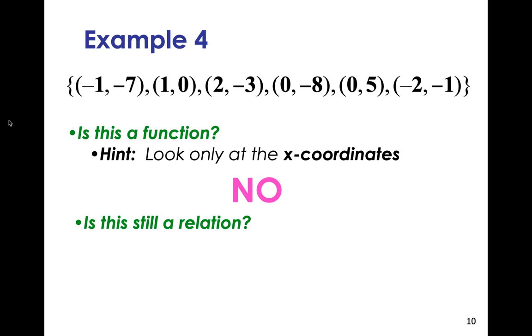I put in code 0, I get out a -8. I go back, I put 0 again, but this time I get out a 5. So something is broken here because I have the same input, but I'm getting two different outputs. So this is not a function. But is it a relation? Well, if we look at it, it is a set of ordered pairs. So yeah, it's still a relation, but it is not a function.